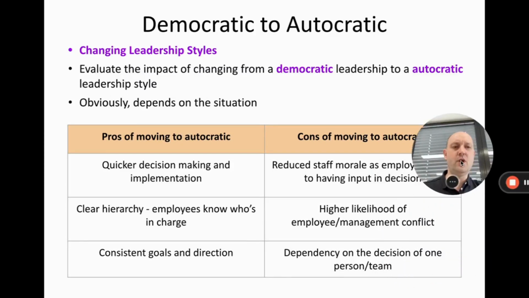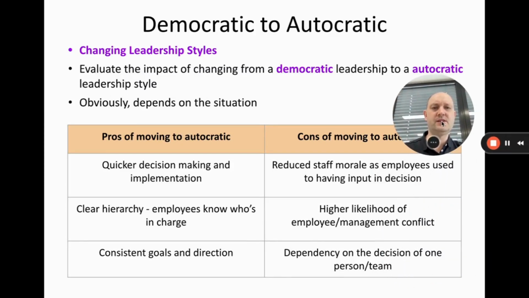Okay, moving on to some questions that might come up with this. One common question might be, what happens if a business or a leader changes their style? It could be: evaluate the impact of changing from democratic leadership to autocratic leadership. Obviously, this depends on the situation.